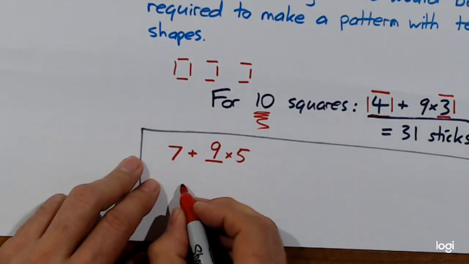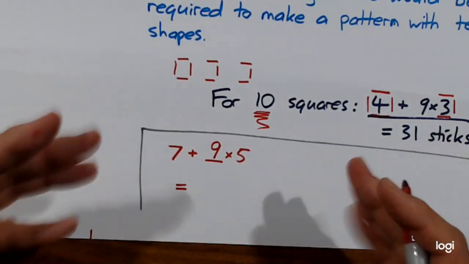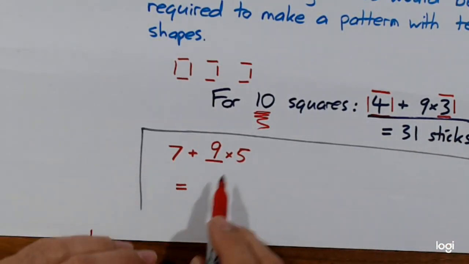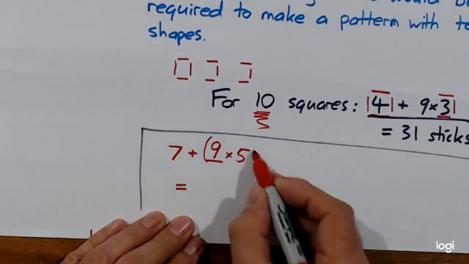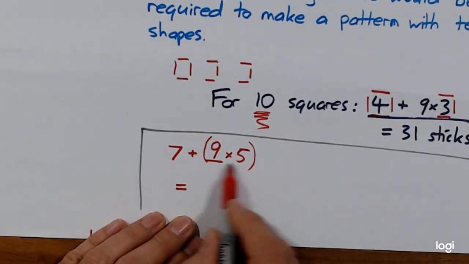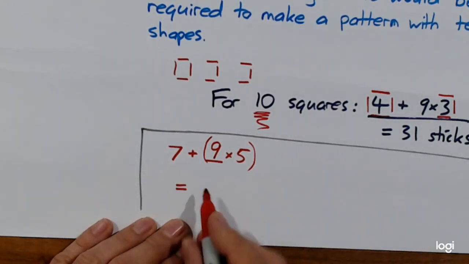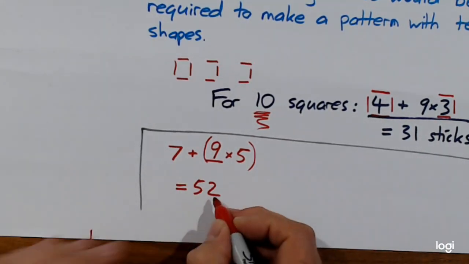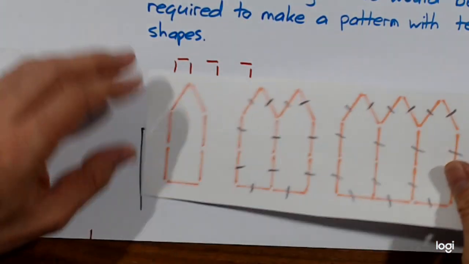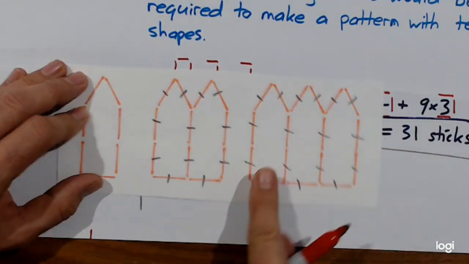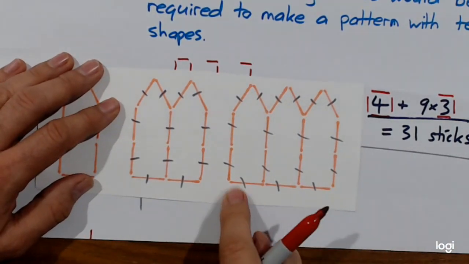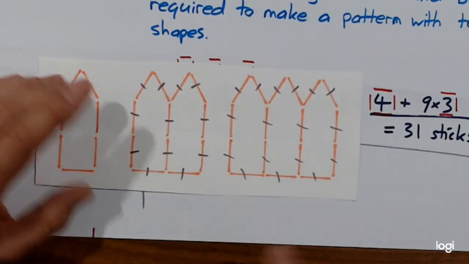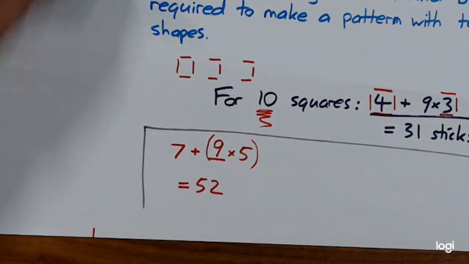Right? So without even starting to draw it, we know that, using BODMAS, that's a sort of a bracket. You do the times first. 9 times 5 is 45, plus 7 is 52. So if you wanted to make one of these with 10 of these, 1, 2, 3, 4, 5, right, you would need 52 sticks to do it. Made a prediction without even starting to draw it.